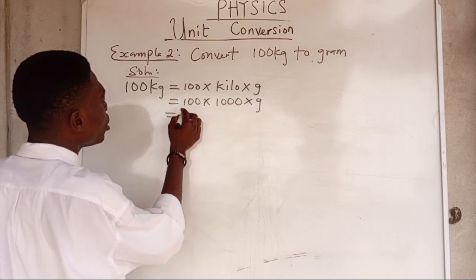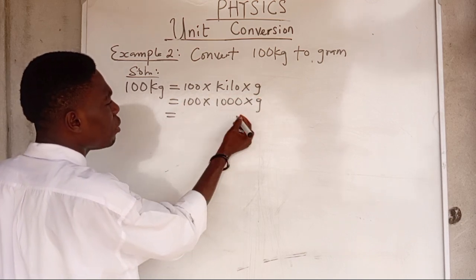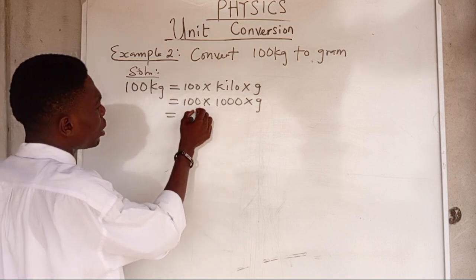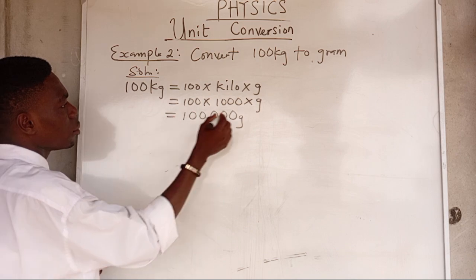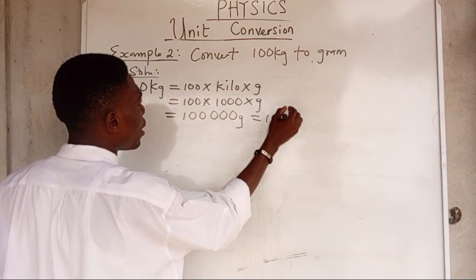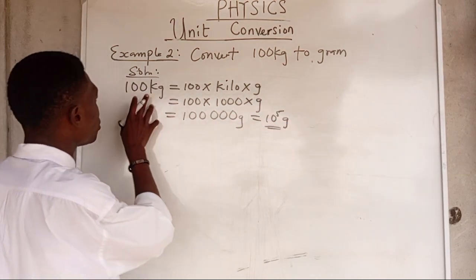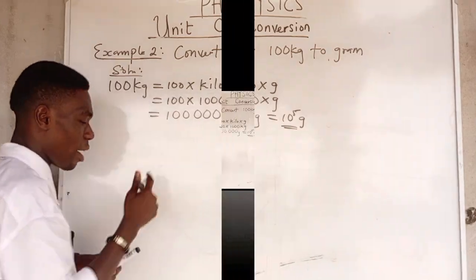Multiplying all of this gives me 100,000. So this is 100,000 what? Gram, which we can write as 10 raised to the power of 5 gram. Are we together now? So 100 kilogram is equivalent to 10 raised to the power of 5 gram.